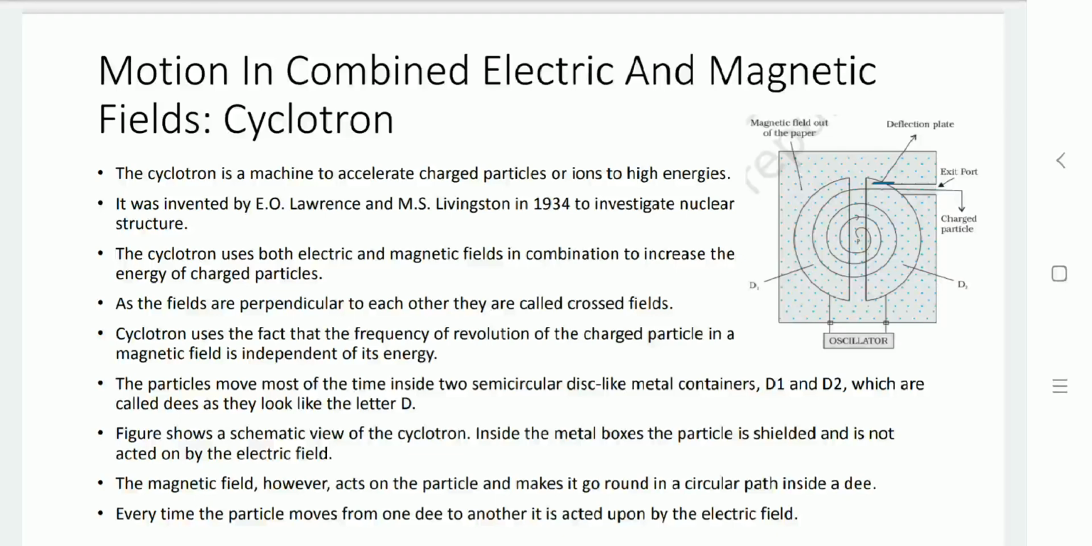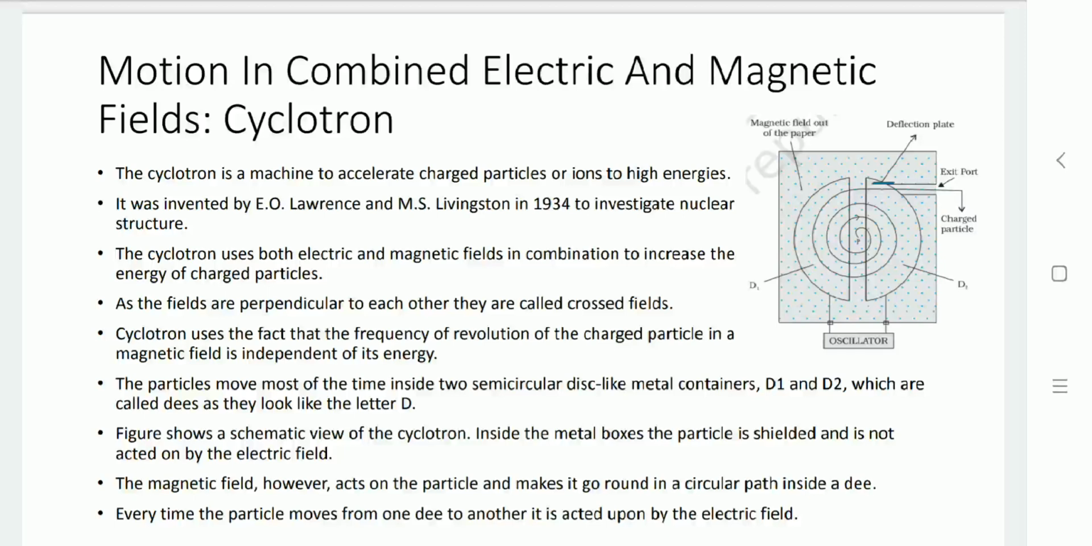So the cyclotron uses the fact that the frequency of revolution of a charged particle in a magnetic field is independent of its energy. The charge has its own energy, but the frequency of revolution does not depend on it.